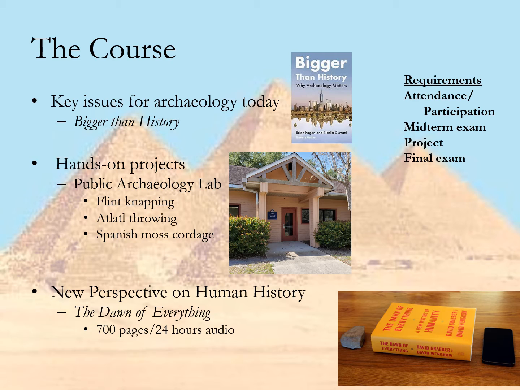We'll be using a relatively short book, Bigger Than History, that lays out themes for identity, for climate change, for ethics and heritage. Over the semester, we'll have some hands-on projects. We'll be using the resources at the Public Archaeology Lab for flint knapping, atlatl throwing, making cordage out of Spanish moss, and other hands-on activities to have a sense of how people did things in the pre-industrial age. And the majority of the course will be a survey of that long span of human history.